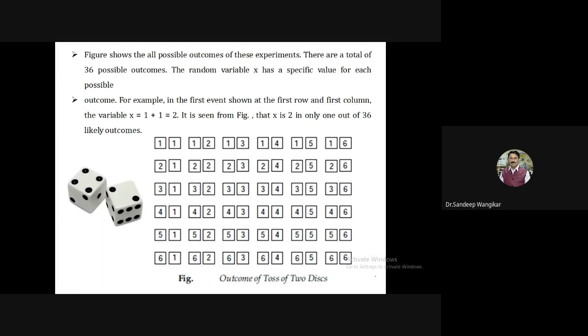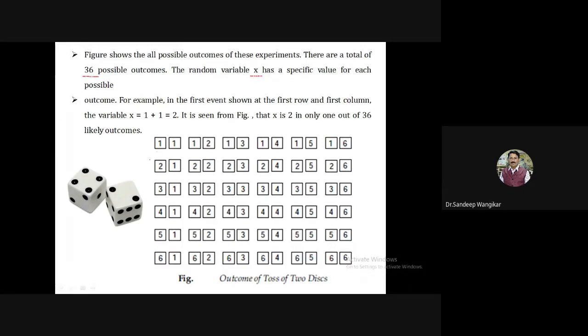So the figure shows all possible outcomes. If we go for tossing, then there are different outcomes: 1 to 6 on the first cube and 1 to 6 on the second cube. So 6 into 6, there are a total of 36 possible outcomes, and all outcomes are shown in the figure. And this random variable x has a specific value for each possible outcome.